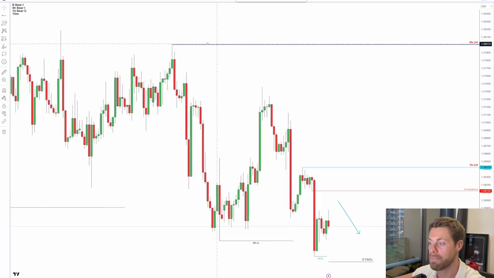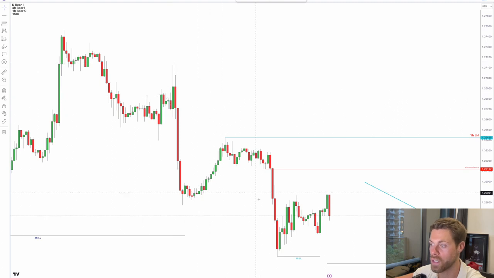GBP USD, quite a similar setup. The 4-hour is going down. It has not reached its fib extension yet, and the daily hasn't either. So we can zoom into the 1 hour and do it all again. Impulse down, leaving behind areas of imbalance. We are now correcting while filling our areas of imbalance.